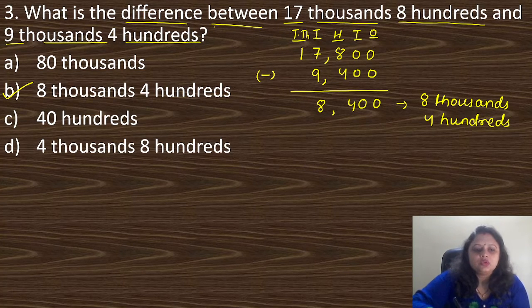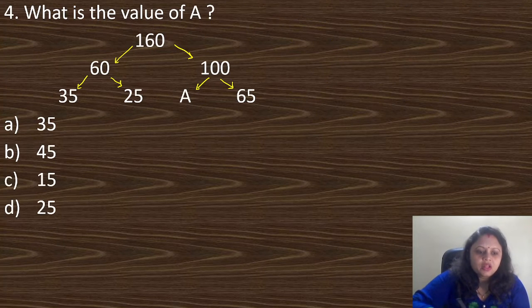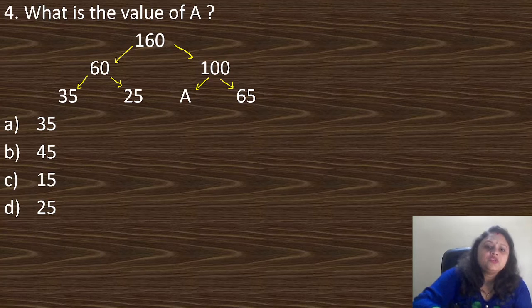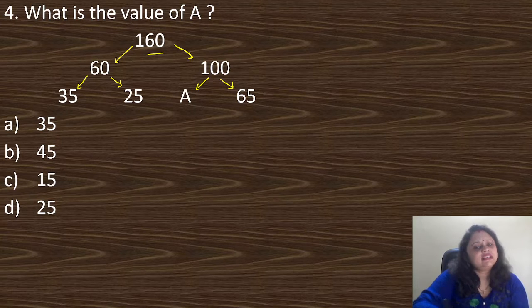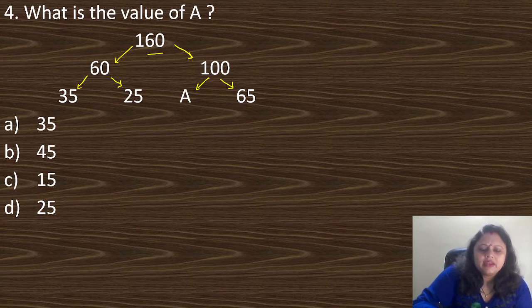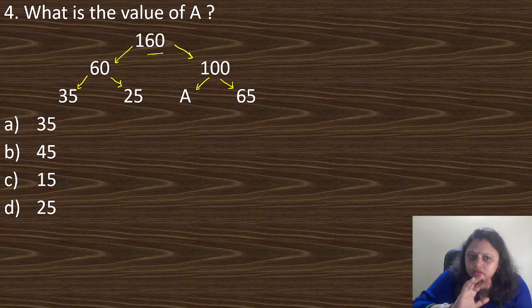Okay, let's move to the next question. Our next question is, what is the value of A? Here 160 is given. It is split into 60 and 100. Then 60 is split into 35 and 25. And 100 is split into A and 65. So, are you able to understand any relation between them?